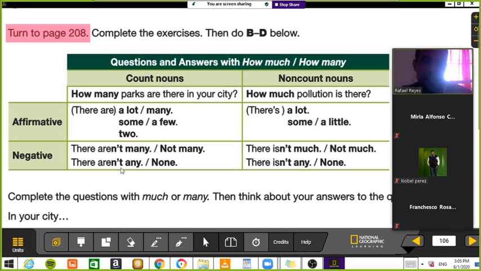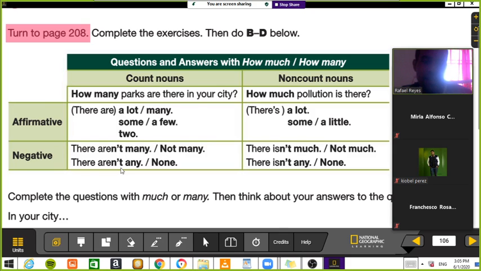Now, on the answers of those, if it's affirmative, then you have a lot. And be careful because you can use a lot in the two. So those you can memorize it like that. You can say, okay, when I have affirmative, I can use a lot in the two, in count nouns and non-count nouns. Okay, if you see some, yes, you can use some in count nouns and you can use some in non-count nouns.